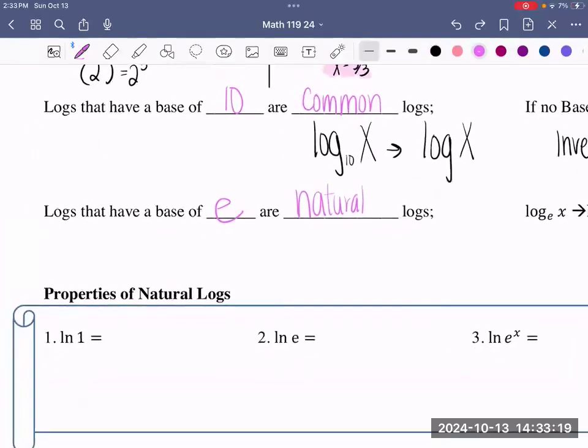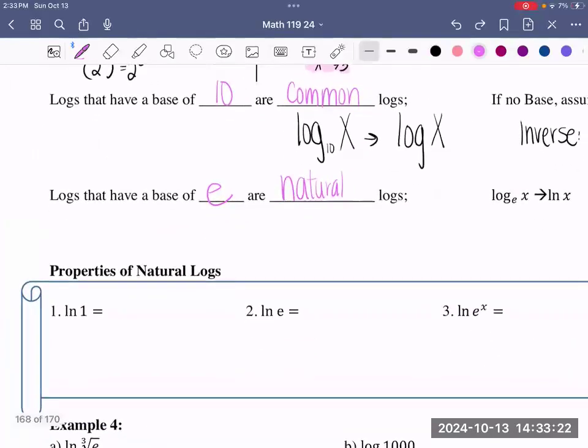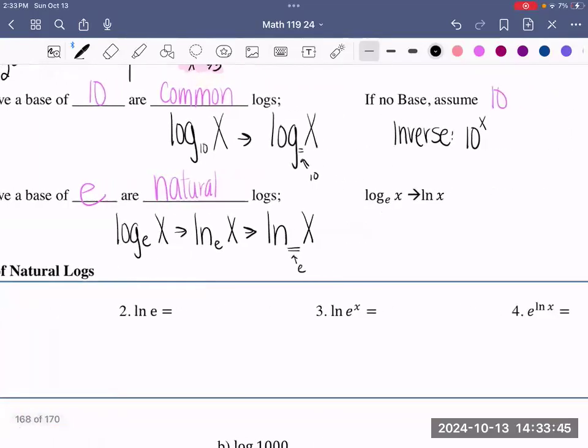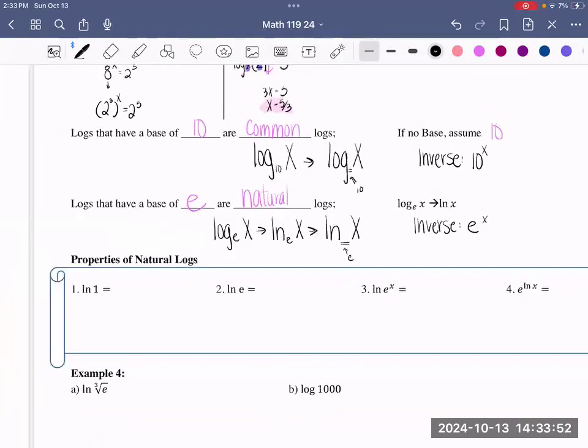So you either have a common log or a natural log. Natural logs typically aren't written as log base e of x. Instead, they're written as ln, natural log, of x. And again, assume that there's an e there, just like you did with your 10 here. So the inverse of it is just e to the x.